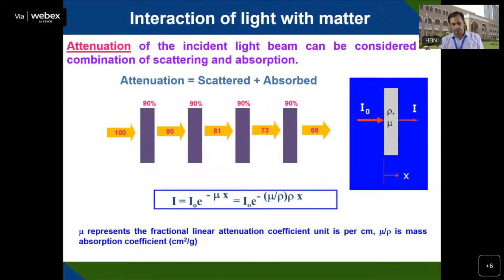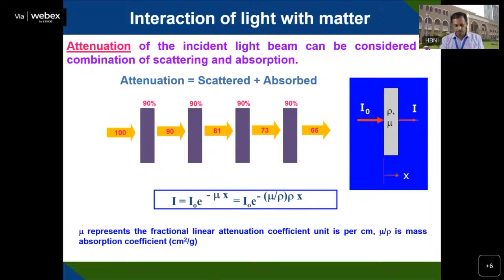When light interacts with matter, a phenomenon called attenuation occurs. Attenuation is nothing but scattered plus absorbed. The incident light is considered as a combination of scattering and absorption, which gives the attenuation factor. In this example, 100% energy falls on a material with 90% transmission efficiency, so only 90% is transmitted and 10% is absorbed. At each step 10% is absorbed, and by the fourth cycle you get 66% transmitted energy.